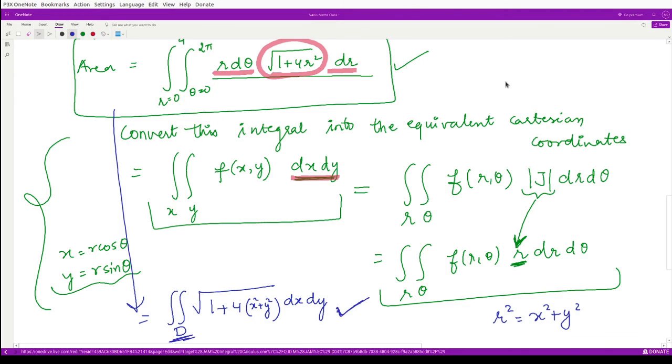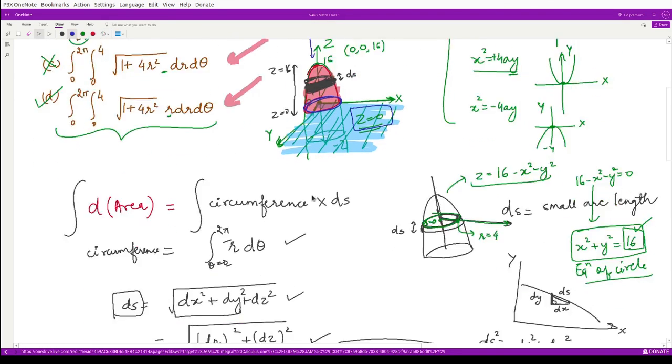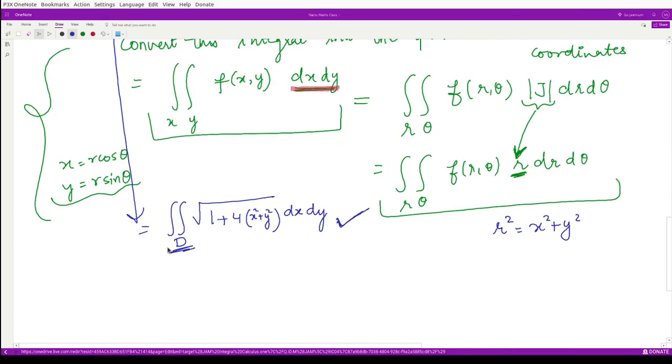And what is this D? If you look at this figure again, the projection of this paraboloid onto the z = 0 plane would be a circle only, right? Suppose you are holding a torch and you light it from above onto this paraboloid. Whatever is the shadow of this paraboloid onto the xy plane would be a circle, right? So this represents D here, and it gives the limits in the x and y planes. So this is another option that is correct.